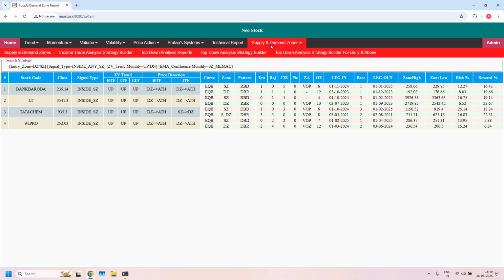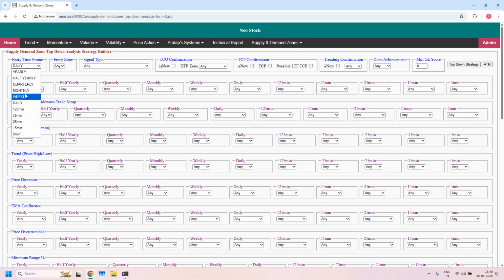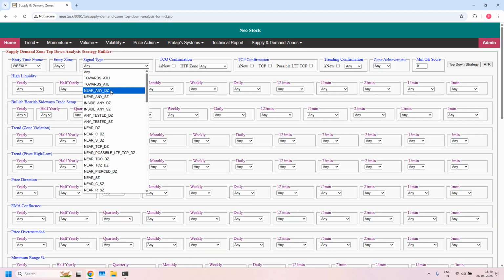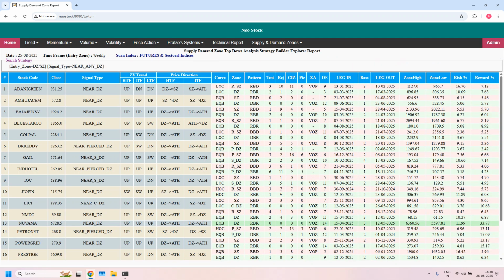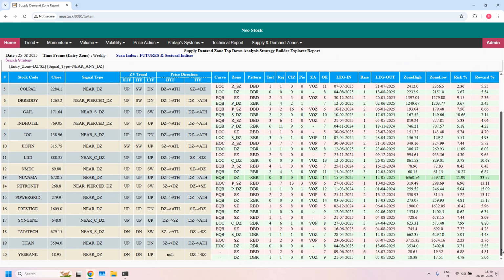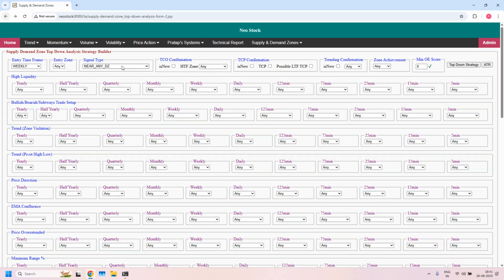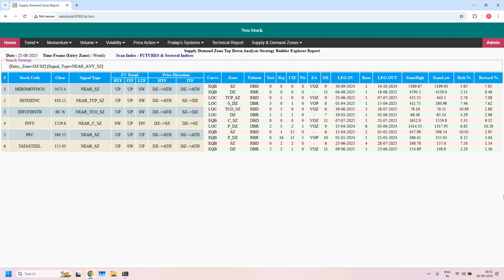Okay, next time frame is weekly. Stocks near to the weekly demand zone. First 16 stocks in the list. Scrolling the list down. Total 20 stocks are filtered. Next, stocks near to the weekly supply zone. We got 6 stocks.